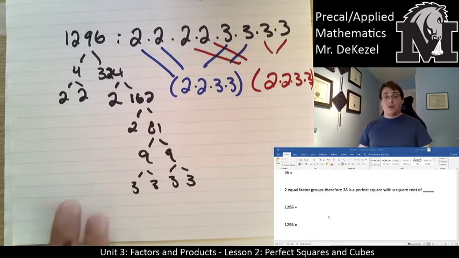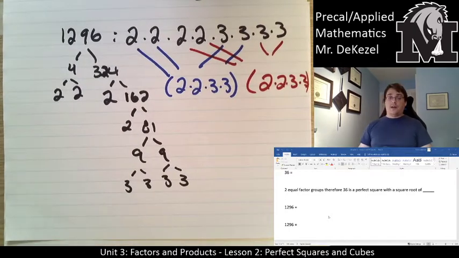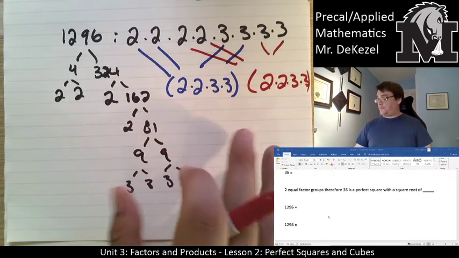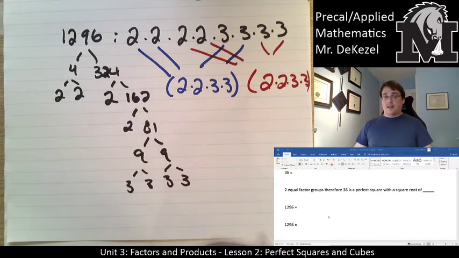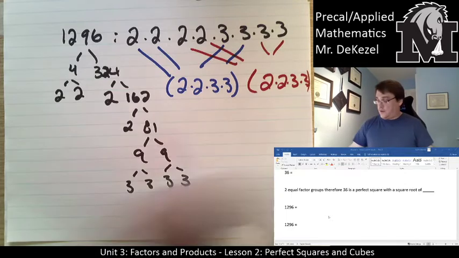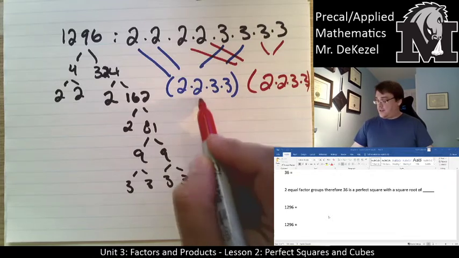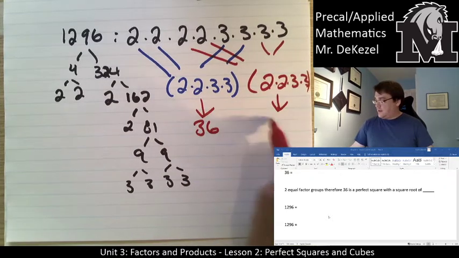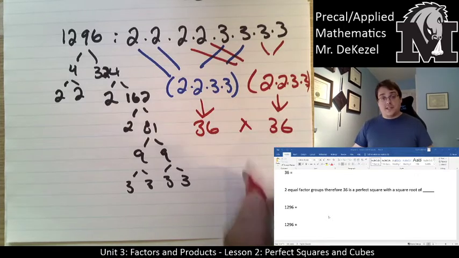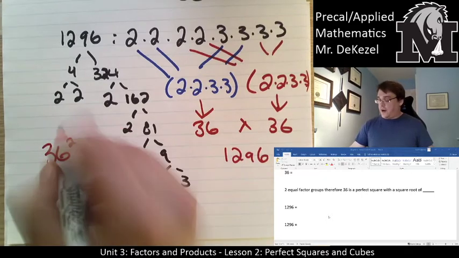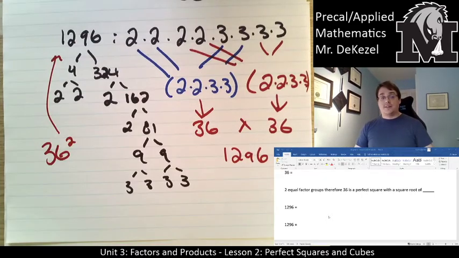So those are 2 equal brackets, 2 equal amounts. It can be broken into 2 equal parts. So that means that this is a perfect square. Now, what number makes this multiplied together? Well, 2 times 2 is 4, times 3 is 12, times 3 is 36. So it's 36. 36 times 36, if you were to check, gives you 1296. So 36 squared is equal to 1296. 1296 is a perfect square.